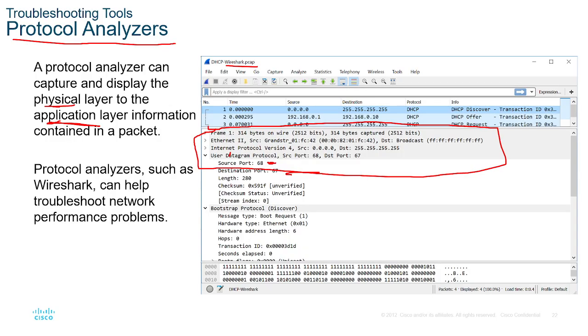And now we have a protocol analyzer, Wireshark. A protocol analyzer such as Wireshark can capture and display the physical layer through application layer information contained in a packet. So it would be good. With Wireshark we can take a look at a packet, and it will tell us some information about that frame or packet.